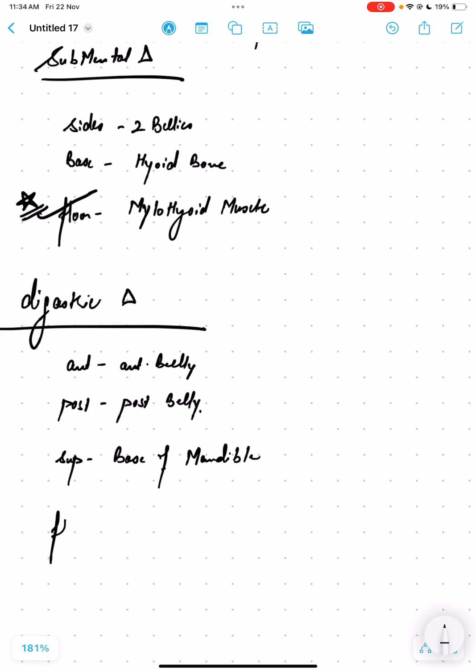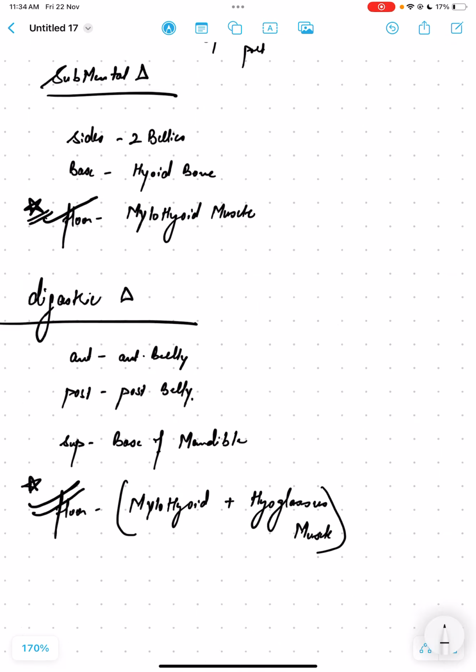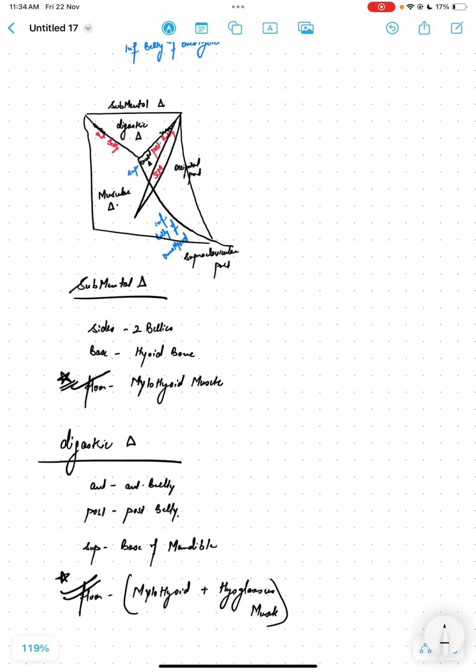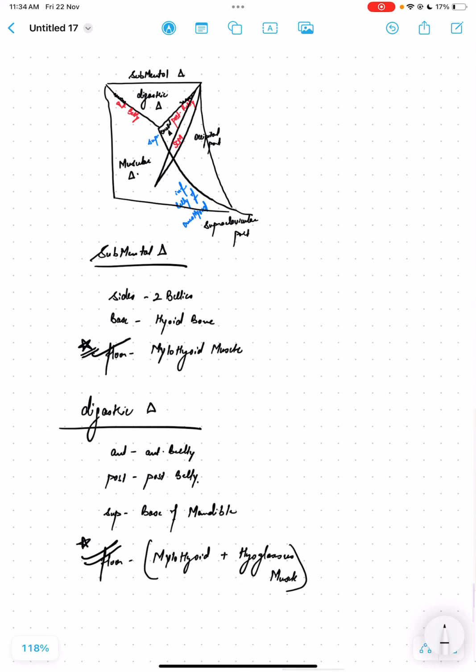The floor of it involves two muscles, the mylohyoid along with the hyoglossus muscle. You have to remember the muscles involved. The rest you can remember by watching the diagram. The digastric triangle involves the anterior belly anteroinferiorly, the posterior belly posteroinferiorly, the base of the mandible superiorly, and the floor involves the mylohyoid muscle and the hyoglossus muscle. Muscles of this you have to remember.